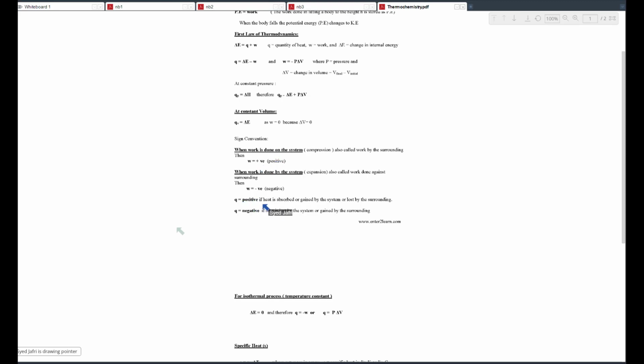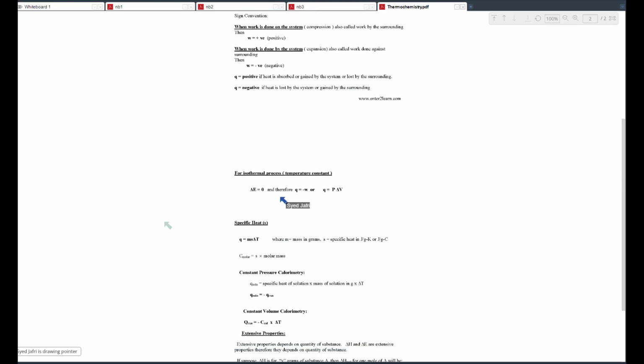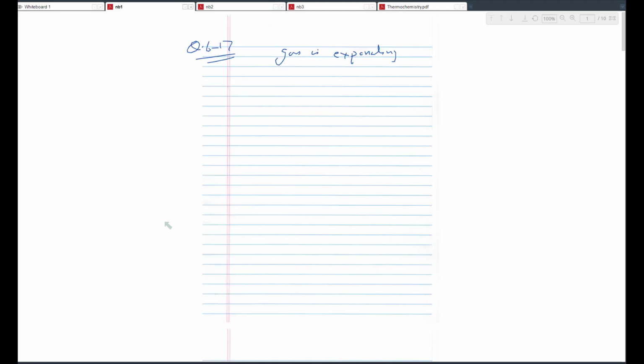Q is positive if the heat is absorbed or gained by the system, or in other words, lost by the surroundings. Q is negative if the heat is lost by the system or gained by the surroundings. The same goes for delta E. If the temperature is constant, delta E is zero. Now let's go back to the question, this 6.17 one.